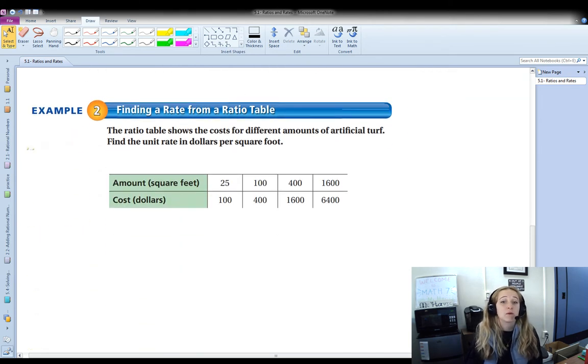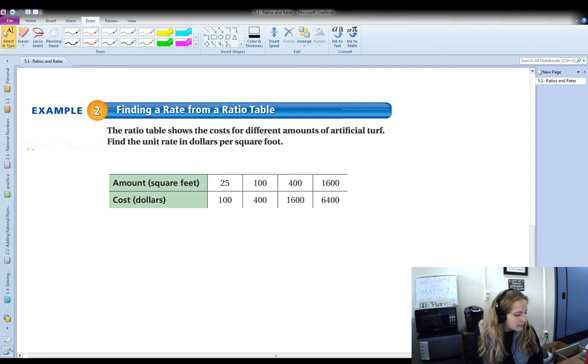Okay, let's scroll down. We're going to take a peek at ratio tables. Ratio tables are something you are going to see in your homework. When we are dealing with ratio tables, there's a couple different ways we can go about it. It says the ratio table shows the cost for different amounts of artificial turf. Find the unit rate in dollars per square feet.